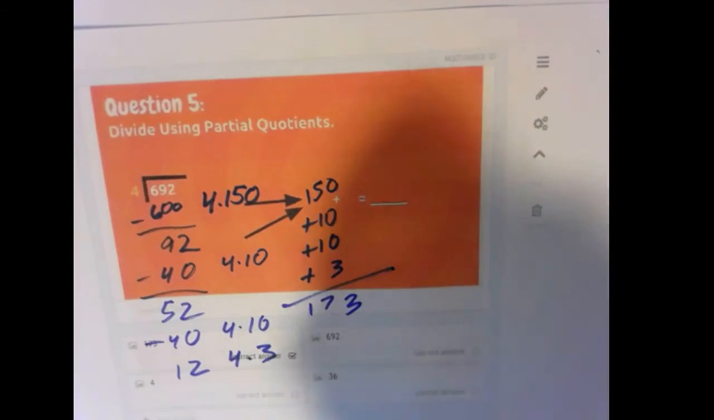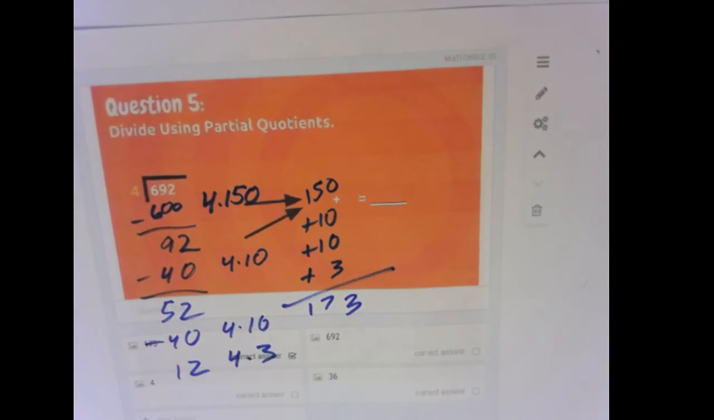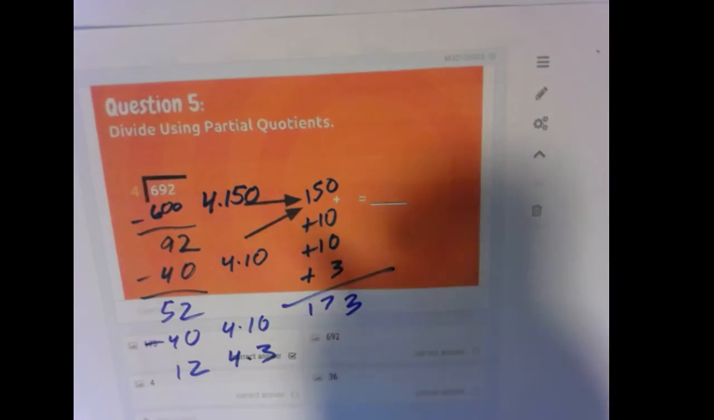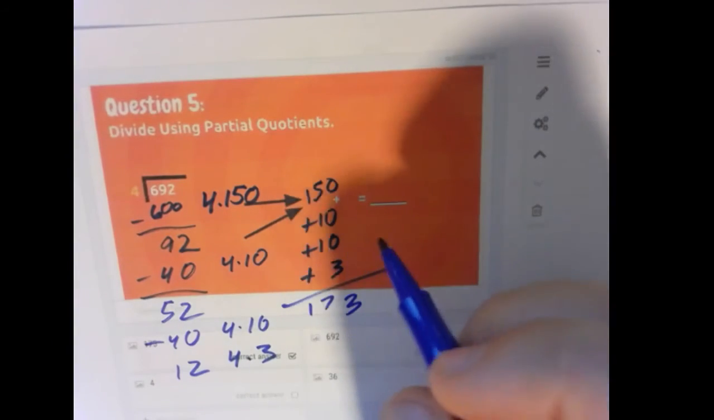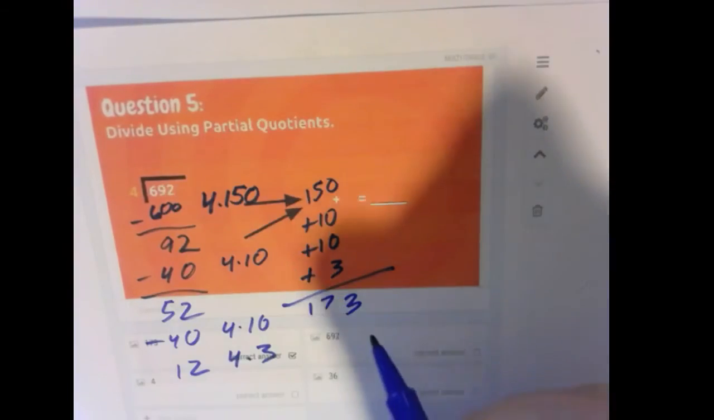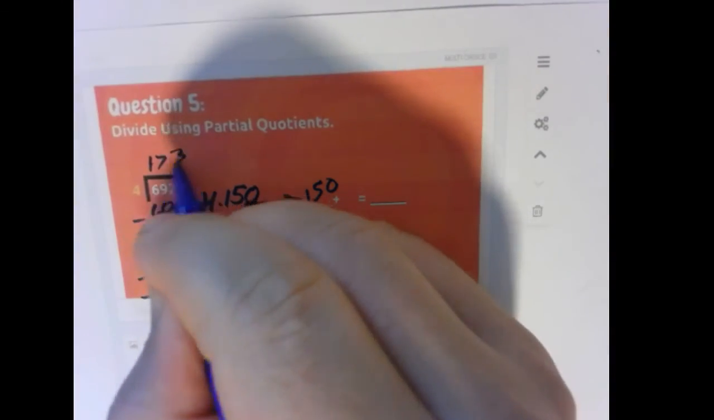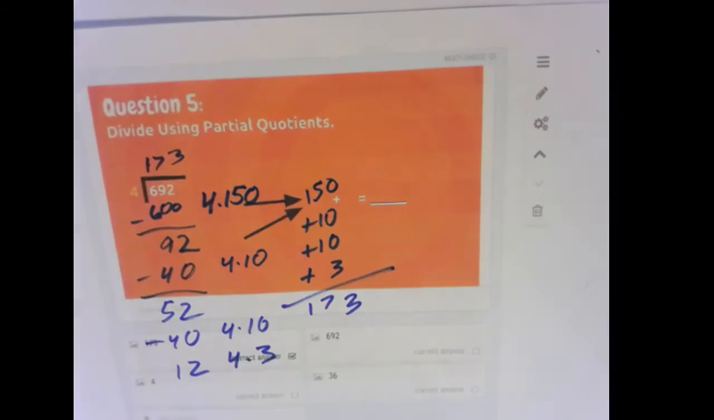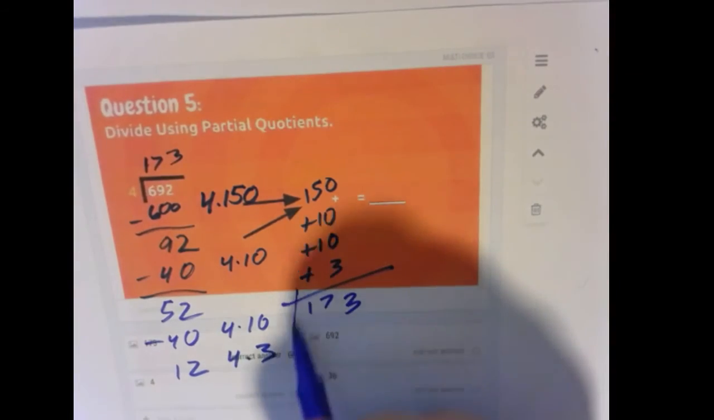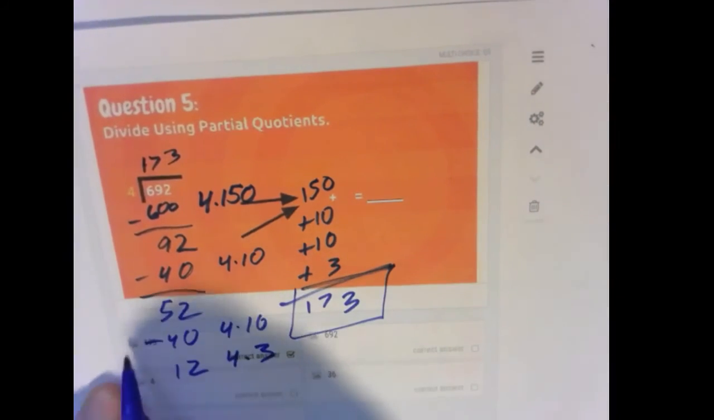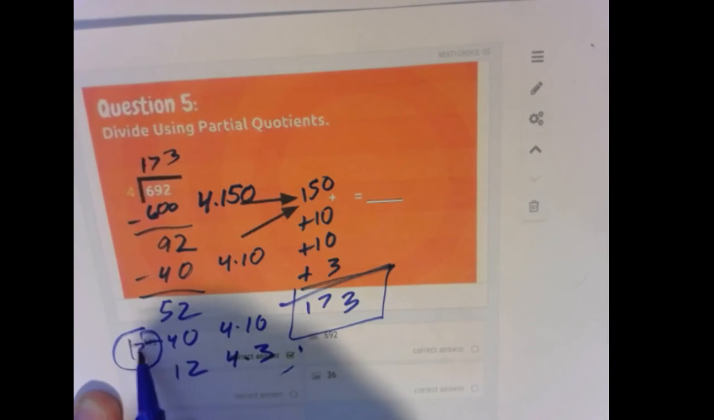Earlier this week we did repeated subtraction. Now we did using partial quotients. Okay, so 692 divided by 4 is 173, or 4 times 173 makes 692. That's what we're looking for. 173. That was actually this answer here. This first answer was 173.